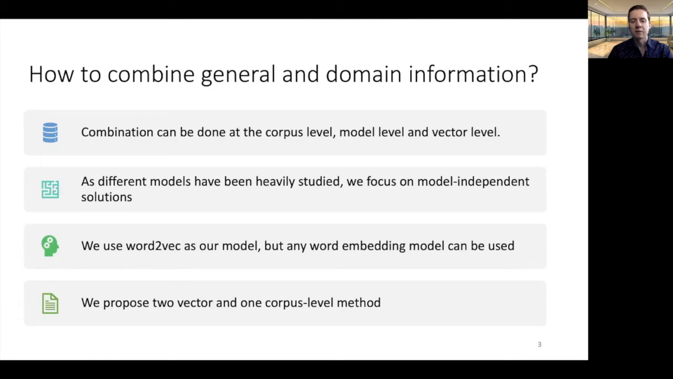Since different models have already been heavily studied in previous research, we focus on model-independent solutions. In our experiments, we use the Word2Vec model, but in general, any word embedding model could be used instead. And we propose 2 vector-level and 1 corpus-level method.